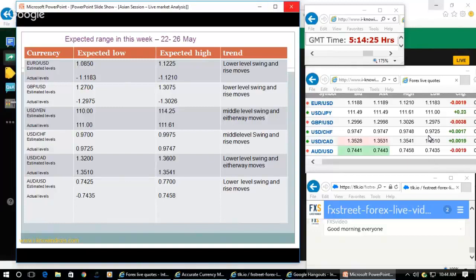In the live market quote page, you can see easily that euro, GBP, and Australian dollar are showing negative net change. USDJPY, USDCHF and Canadian dollar are showing positive net change. So when the numerator is showing negative net change and the denominator is showing positive net change, it is a USD gaining move.